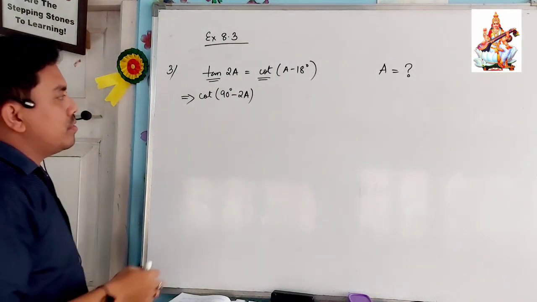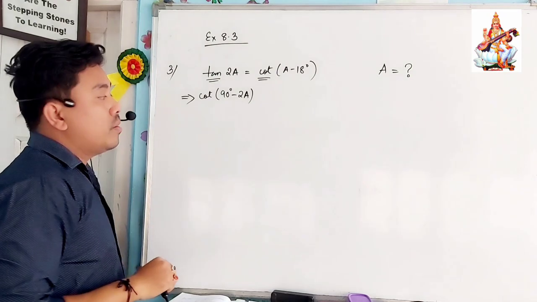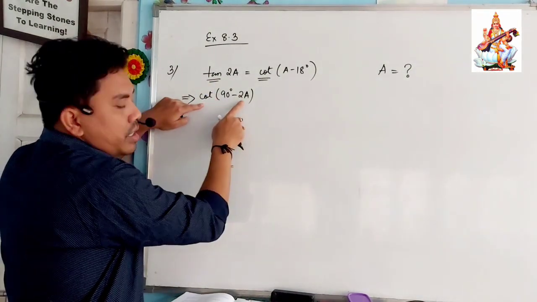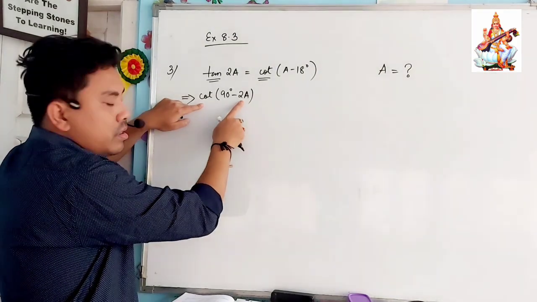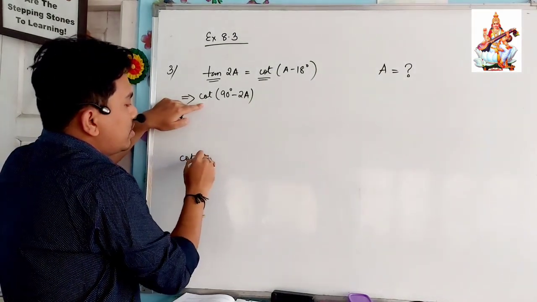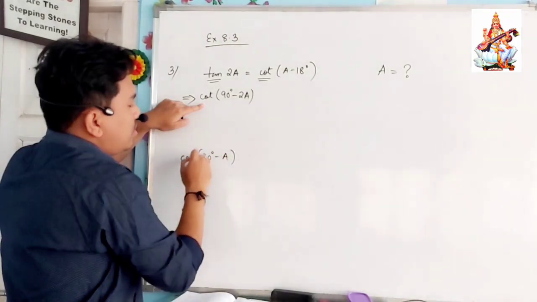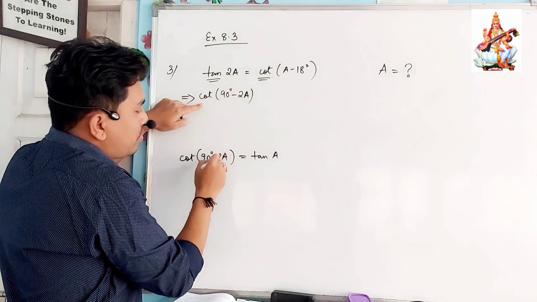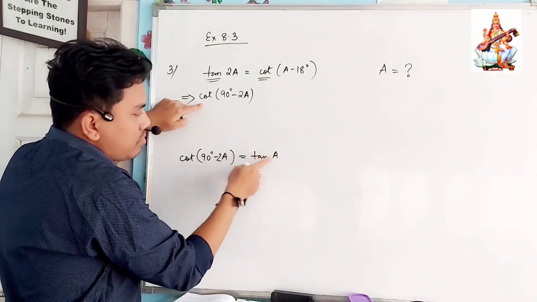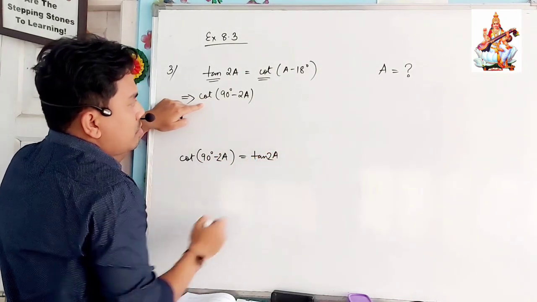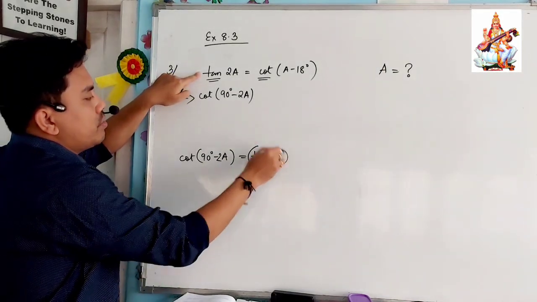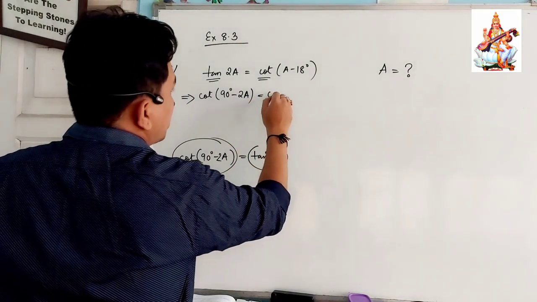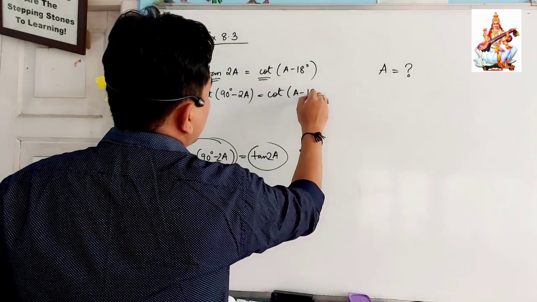Obviously we can write. I told you, the complementary of cot is what? Tan. See, cot (90 minus a) will be what? Tan a, isn't it? But here what do we have? We have 2a. If it is a, then it will be a. If it is 2a, then it will be 2a. So in place of tan 2a, can we write this? Yes, we can write. Now the right hand side will be the same, a minus 18.